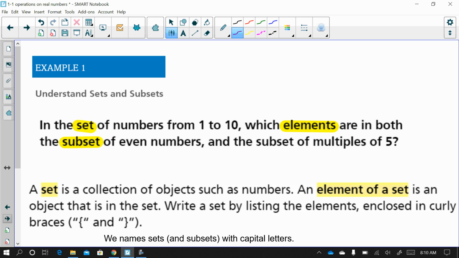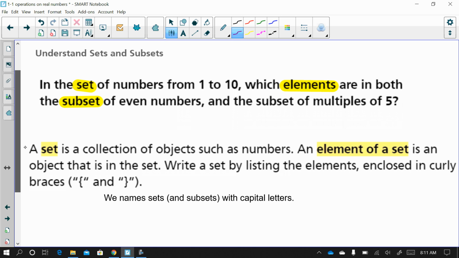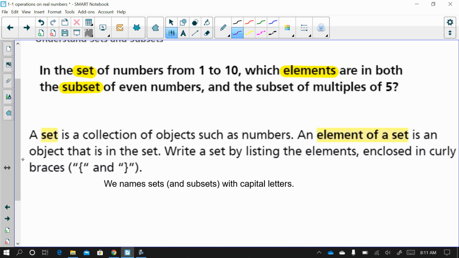So that leads us into example 1. We're going to talk about sets and subsets. This book decides to give a problem first and notes second. So here's the problem. In the set of numbers from 1 to 10, which elements are in both the subset of even numbers and the subset of multiples of 5?